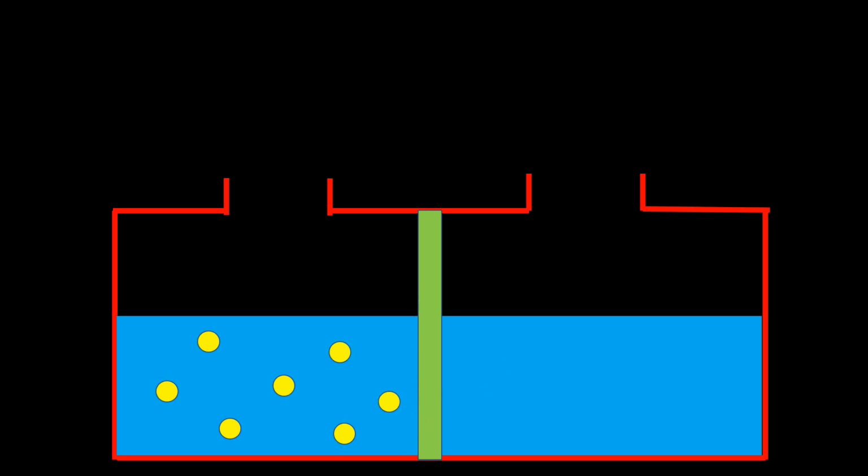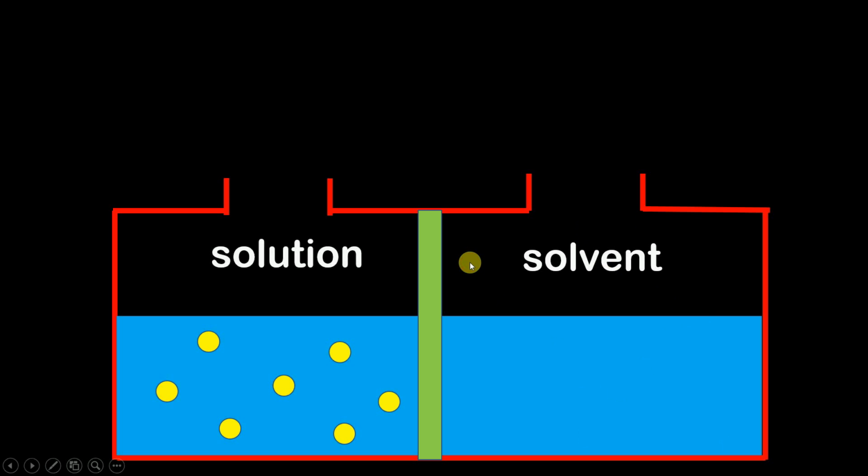Clear with this? Now guys, can I say that on the right hand side I am having only solvent, and on the left hand side I am having a solution? Why solution? Because here I am having blue color solvent plus yellow color solute. So solute plus solvent gives you solution.